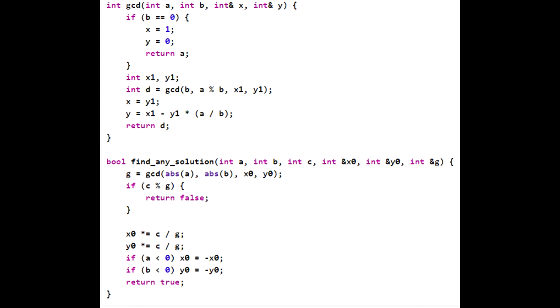Otherwise, we get the two numbers that were given back from the GCD call, and we multiply both of them by c over g: x0 by c/g, and y0 by c/g. Then if any of the numbers were negative, we just set it to the negative value. In the end, we just return true. So at the end of this code, you're basically going to get new numbers x0, y0, and those new numbers x0, y0 are going to be the solutions to this equation.